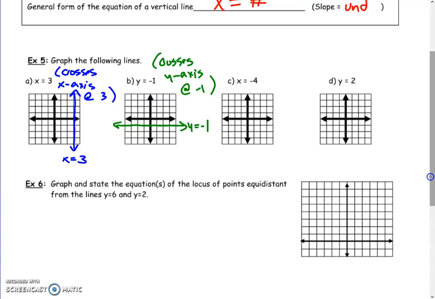From here on out, I'm not going to write down the crosses the x or crosses the y-axis. Letter C, x equals -4. That means it's going to cross the x-axis at -4. You just go over to -4, 1, 2, 3, 4, draw a vertical line. There's the line x equals -4. And y equals 2 crosses the y-axis at 2, so that's horizontal. Y equals 2.